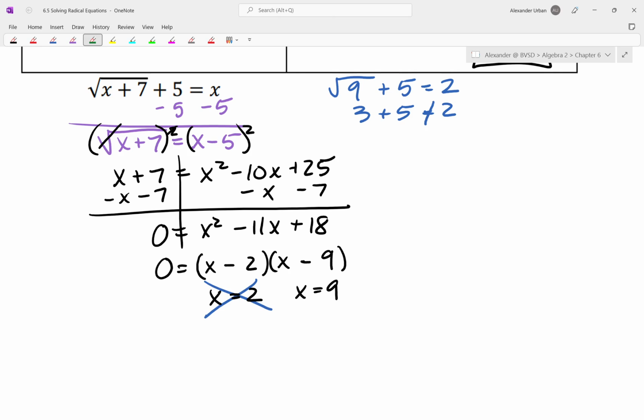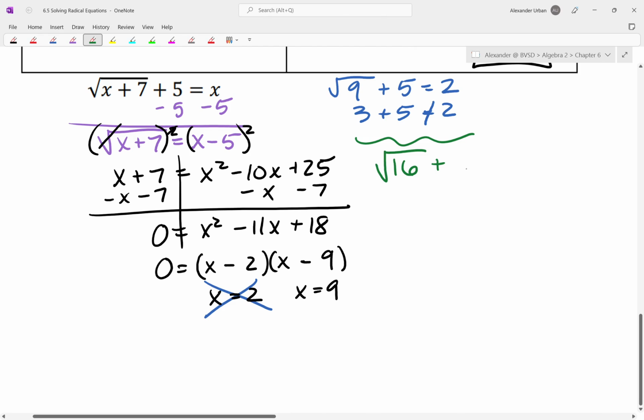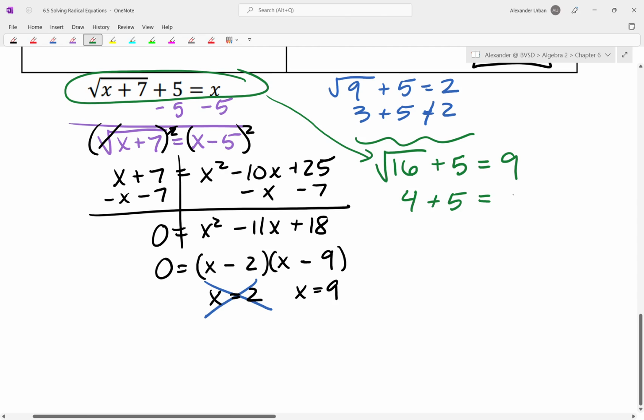I'm going to check the last one. If x is 9, then it's 9 plus 7 underneath the square root, which is 16. Square root of 16 plus 5 should be equal to 9. And I'm getting all this from the original equation, so if you need to see it, that's where I'm getting it from, using substitution. Square root of 16 is 4. 4 plus 5 is 9. And that's true. So x equals 9 is the solution that we want.